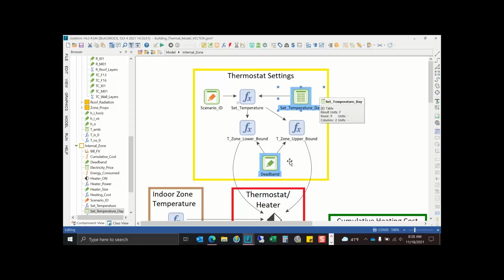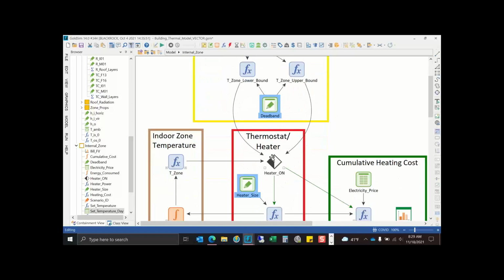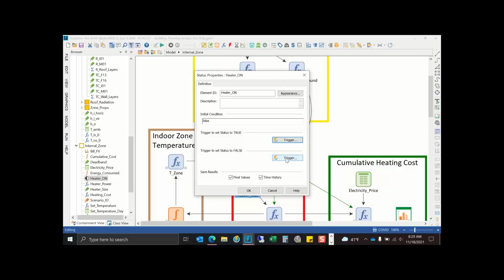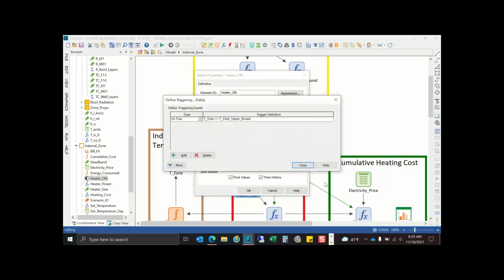So we set our set temperature, and associated with this set temperature is a dead band, because we don't want the heater to be oscillating. And in this case, like this thermostat, what is a dead band? It basically means we set the temperature at 70 degrees, and then the heater turns off at 71 and it turns on at 69, because we have the upper and lower bound. This feeds into the status element, where we say, if it's less than this, turn on. If it's greater, then turn off.